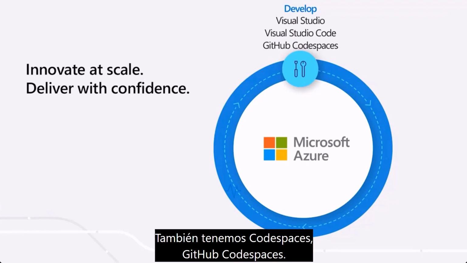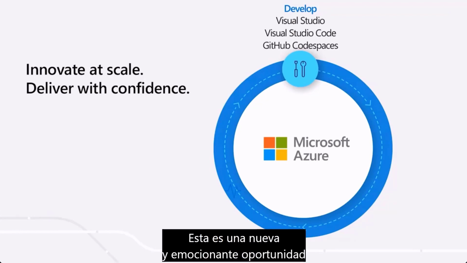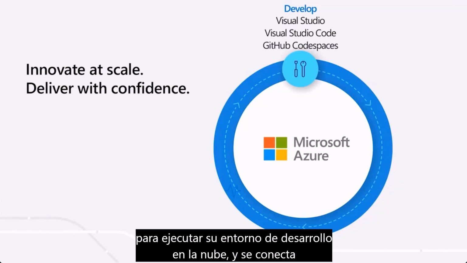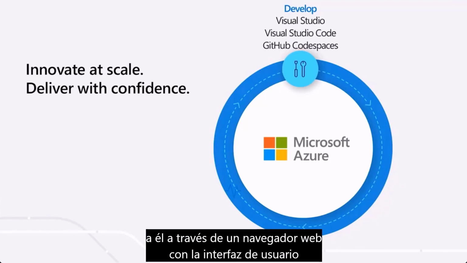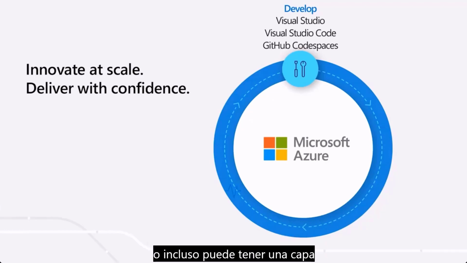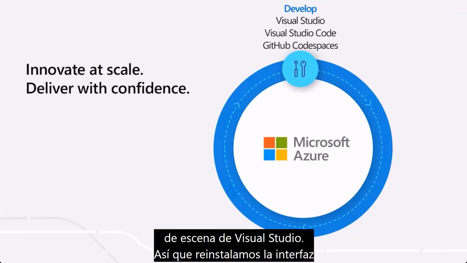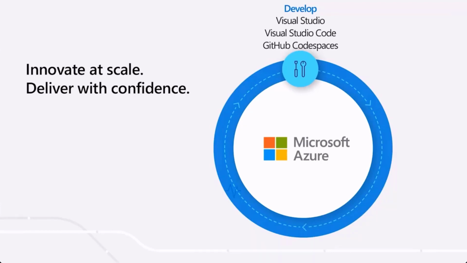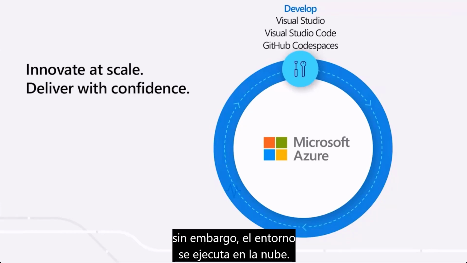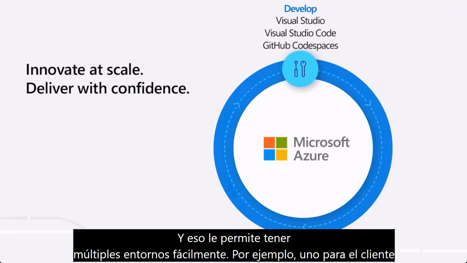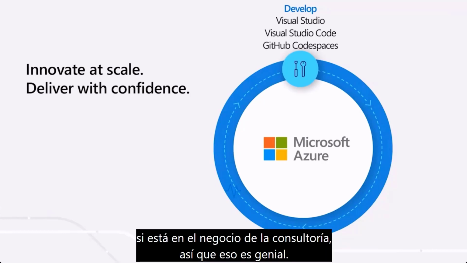We also have GitHub Codespaces. Now, this is an exciting new opportunity that you have to run your development environment in the cloud, and then you connect to it either through a web browser with a UI, or you can even have a thin shell of Visual Studio. So you just install really the UI of Visual Studio. Like this, you have all the shortcuts that you love, etc. But the environment itself is running in the cloud. And that allows you to very easily have multiple environments, for example, one per client if you're in the consulting business. So that's pretty cool.